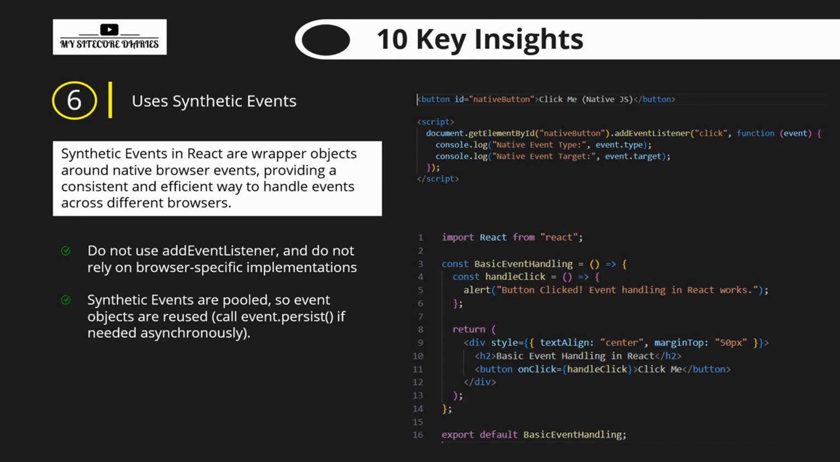Okay, so if you see here an example of a synthetic event, button onClick, handleClick, okay, and then you are directly referring to it and the handleClick is showing the alert button. Okay, so this is the difference here. If you see, in JavaScript we are using addEventListener, here we are not using it. Okay, so there are two key benefits we get from using synthetic events.